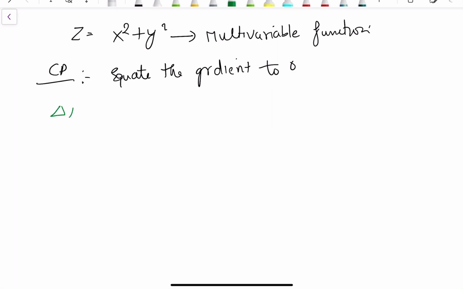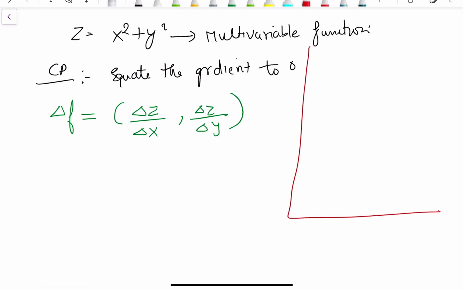Gradient is denoted by delta f, and gradient basically is a vector which contains all partial derivatives of the function as its components. So the gradient will be del z by del x, with respect to x, and del z by del y, with respect to y. Let's compute these partial derivatives here on the side, and then we can equate them to 0.